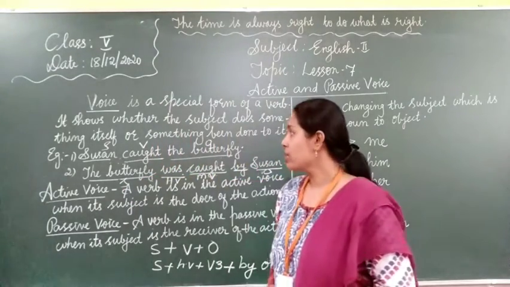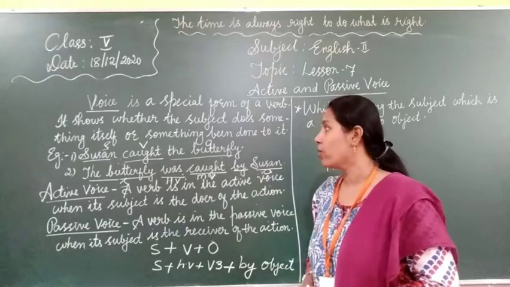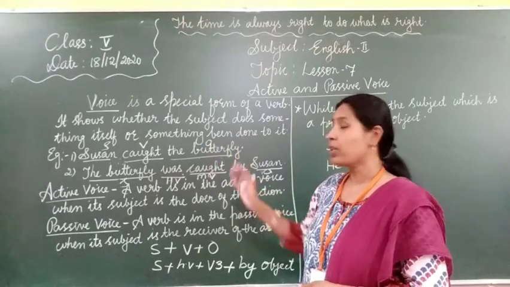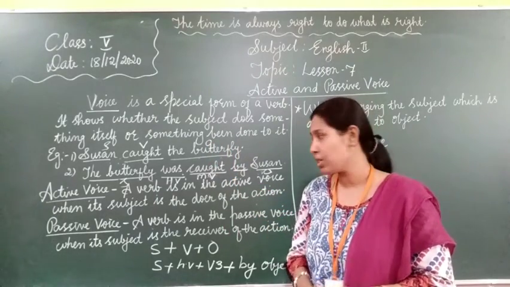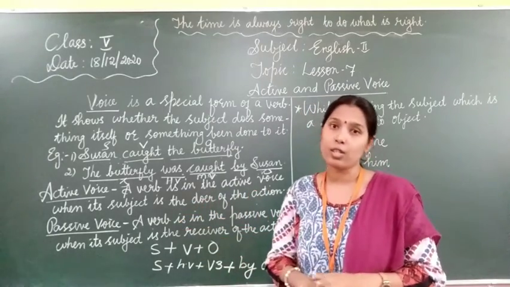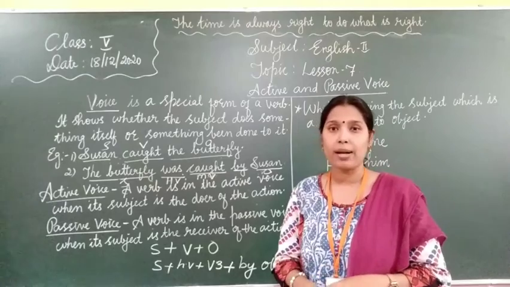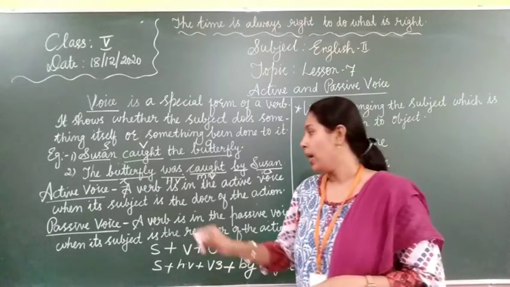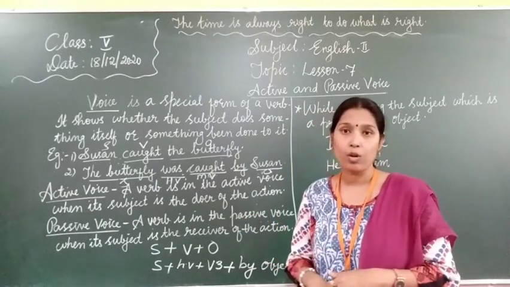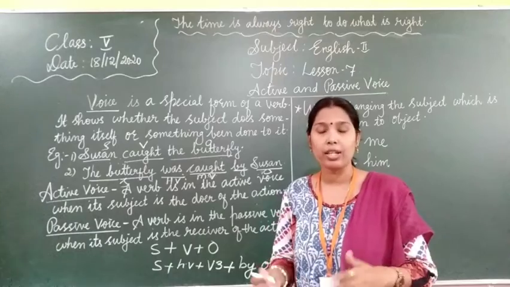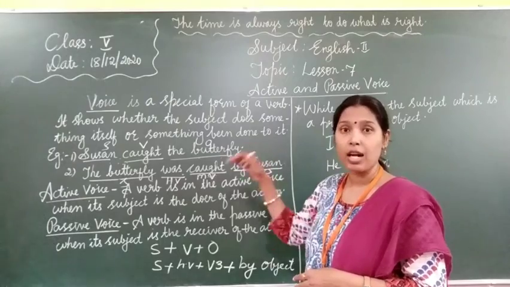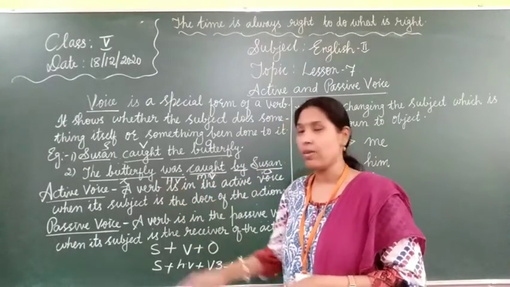Once again, what is a voice? That is a special form of verb. It shows whether the subject does something by itself or something is being done to it. And what is an active voice? A verb is in active voice when its subject is the doer of the action. When the subject does something, then that is an active voice. And what is passive voice? A verb is in the passive voice when the subject is the receiver of the action. The subject doesn't do anything, it just receives the action, and something is done on it. So that is active and passive voice.